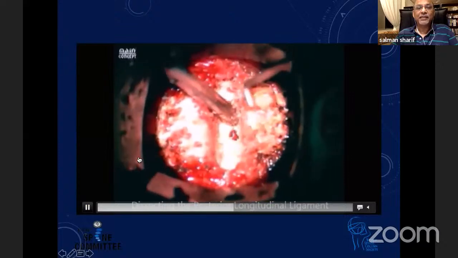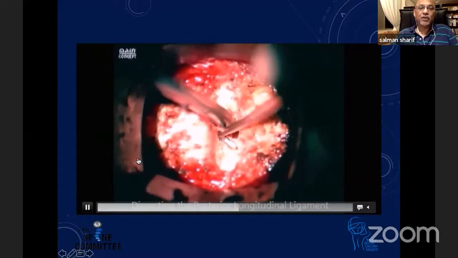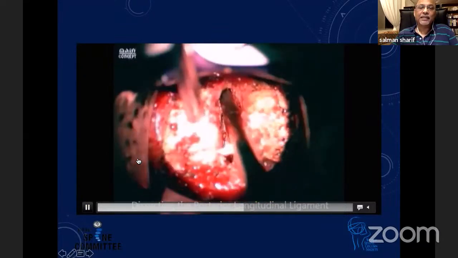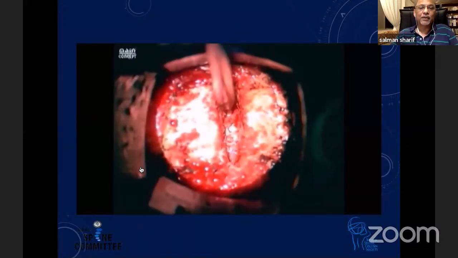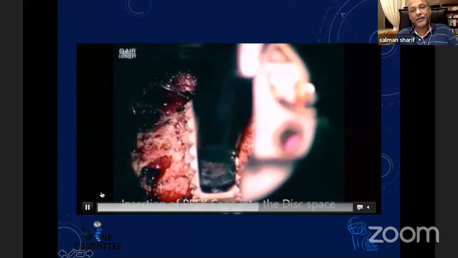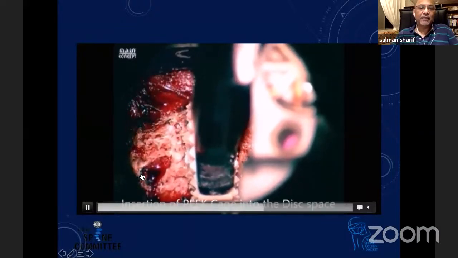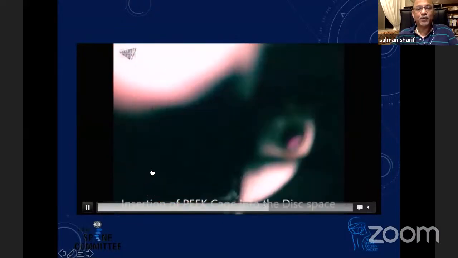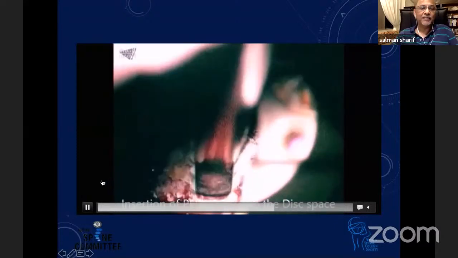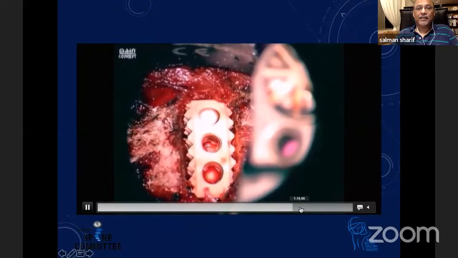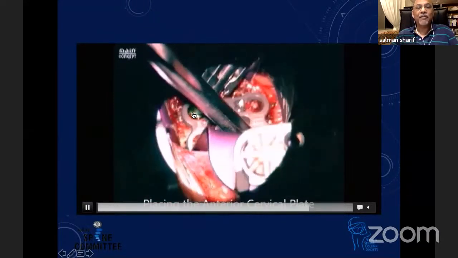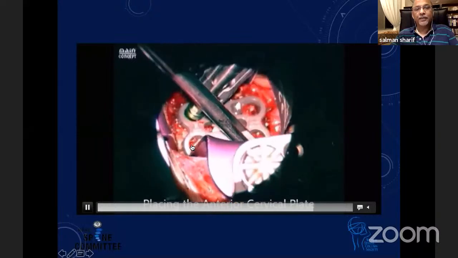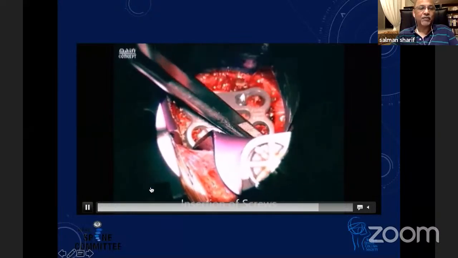To make space, I then use a 1 millimeter punch to open that space, and then go on both sides and clear the whole thing out on both sides. Once you have done that, you apply a trial, and then the proper size PEEK cage with the bone inside goes in. So that's the cage in, and then you use the plate. And again, you see the screws are going away and medial in the cervical spine, always.